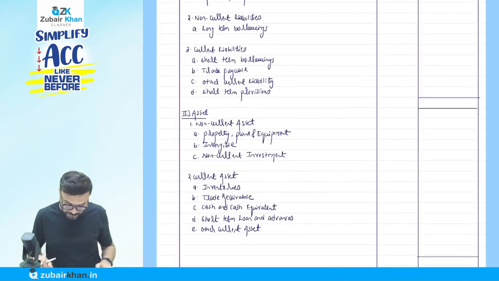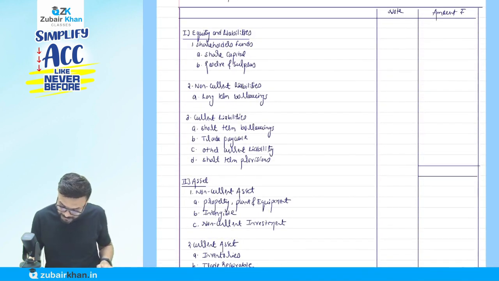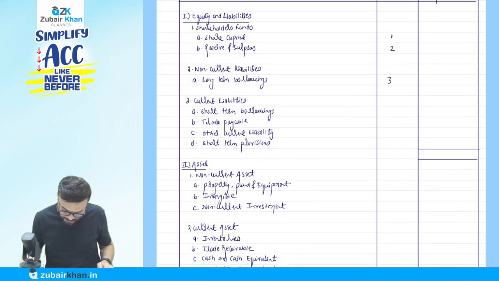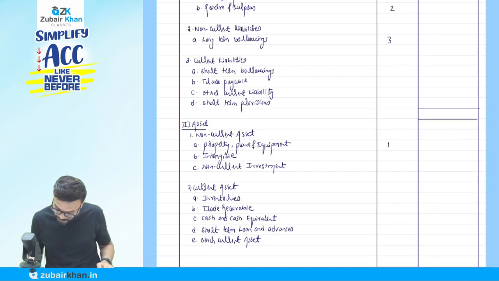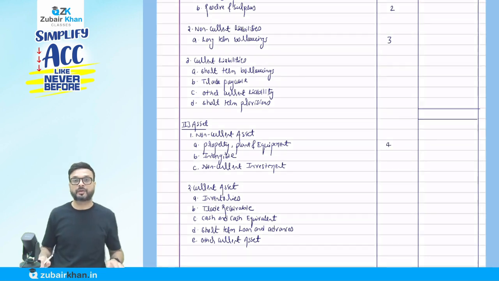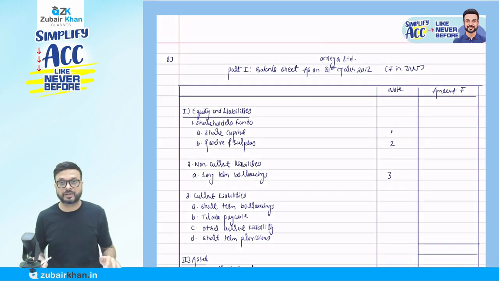Now write down there notes to account: number 1, share capital, reserve and surplus; 2, long-term borrowing; 3, and property, plant and equipment fourth one. Simple. Okay, this is about the balance sheet. Now we'll draw here the profit and loss account.